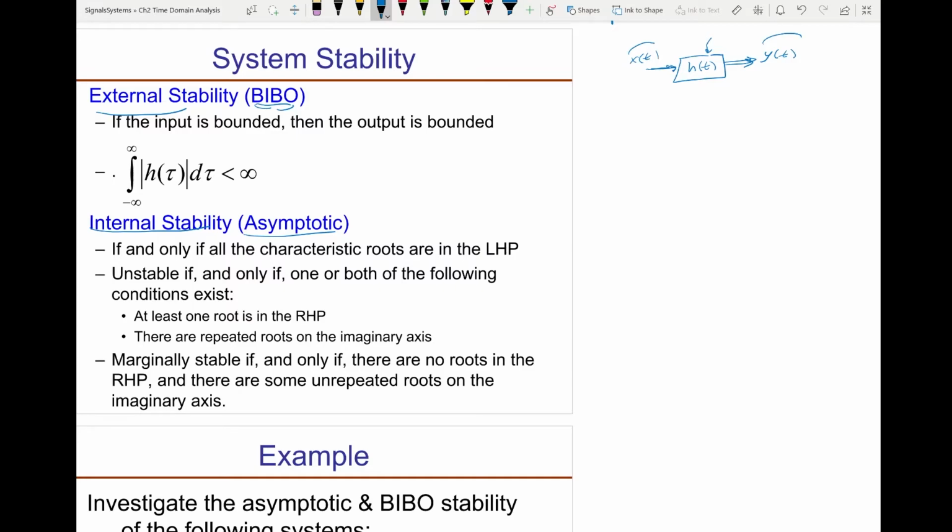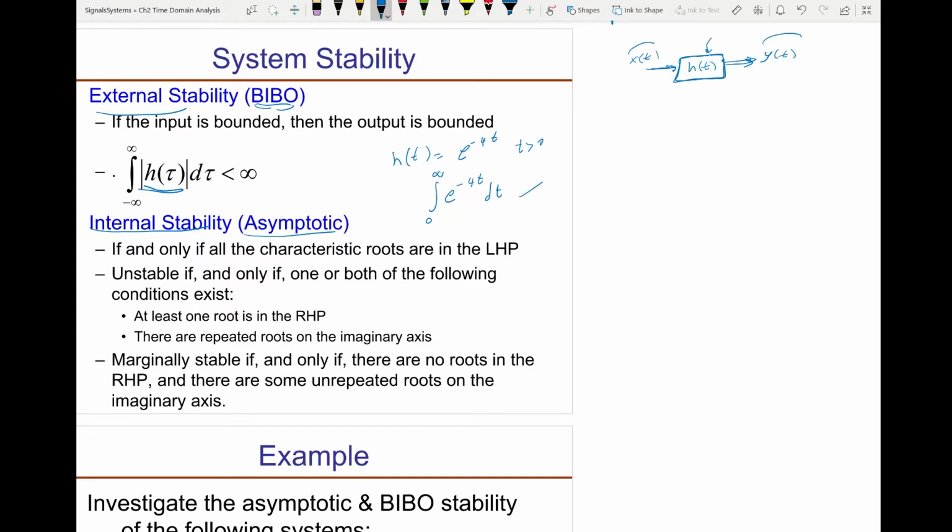bounded output. If you have h of t that describes the whole block, not as subsystems, then if you integrate the absolute value and you get less than infinity, for example, h of t could be like e minus 4t, for t larger than 0. Then if I carry out the integral, it will be e minus 4t dt from 0 to infinity, and you integrate that, you will get a bounded value. It's not going to go to infinity. Then we say this is externally stable.